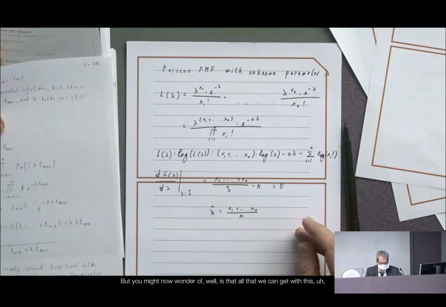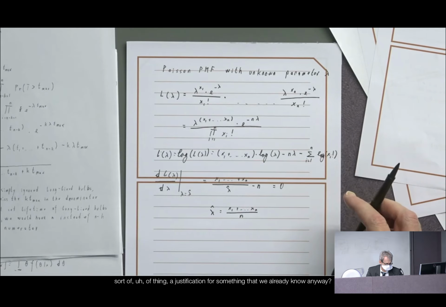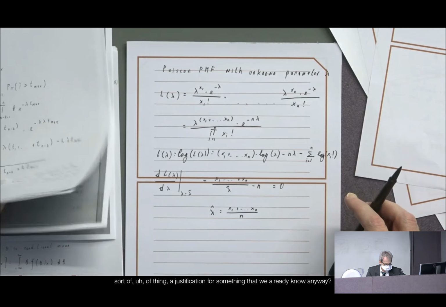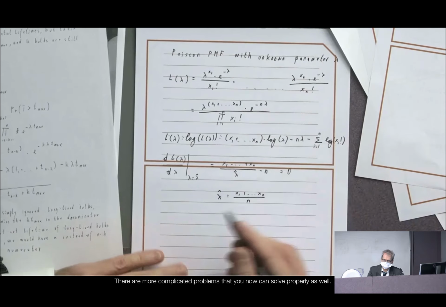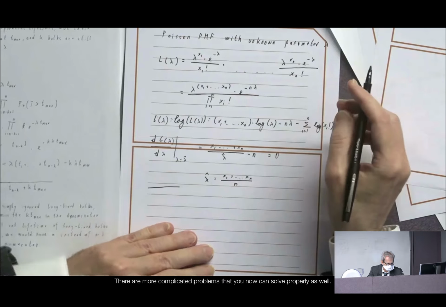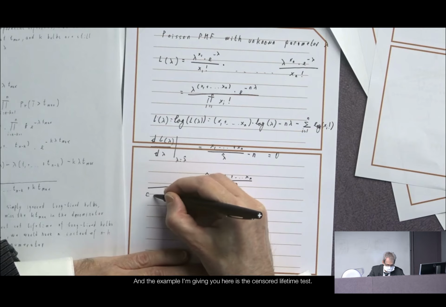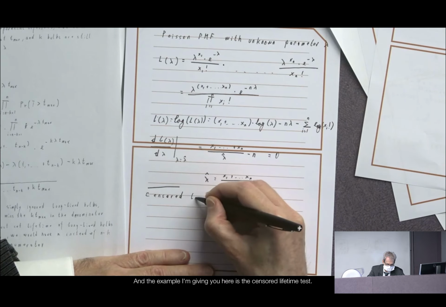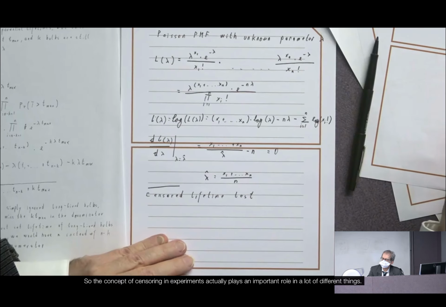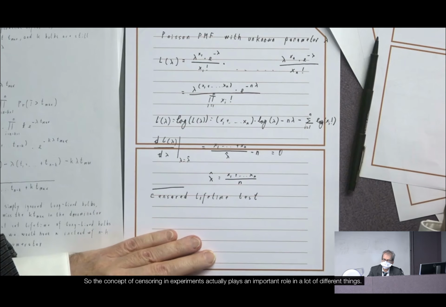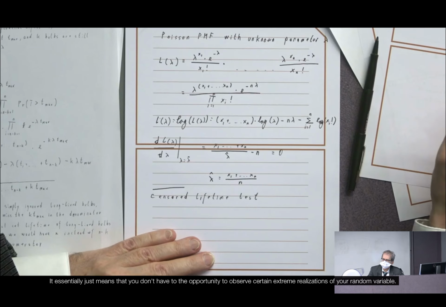But you might now wonder, well, is that all that we can get with this sort of thing? A justification for something that we already know anyway? And the answer is no, there are more complicated problems that you now can solve properly as well. And the example I'm giving you here is the censored lifetime test. So the concept of censoring in experiments actually plays an important role in a lot of different things. It essentially just means that you don't have the opportunity to observe certain extreme realizations of your random variable.